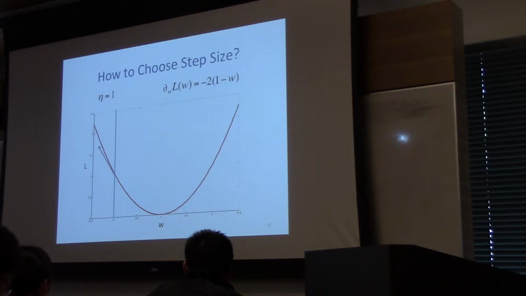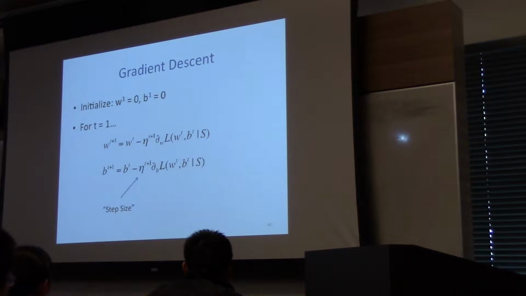So there are only two things left to do if you want to do this. One is to choose the step size, and the other is to decide when to terminate this for loop. And yes, early stopping by validation is a valid answer. There are other possible choices too.